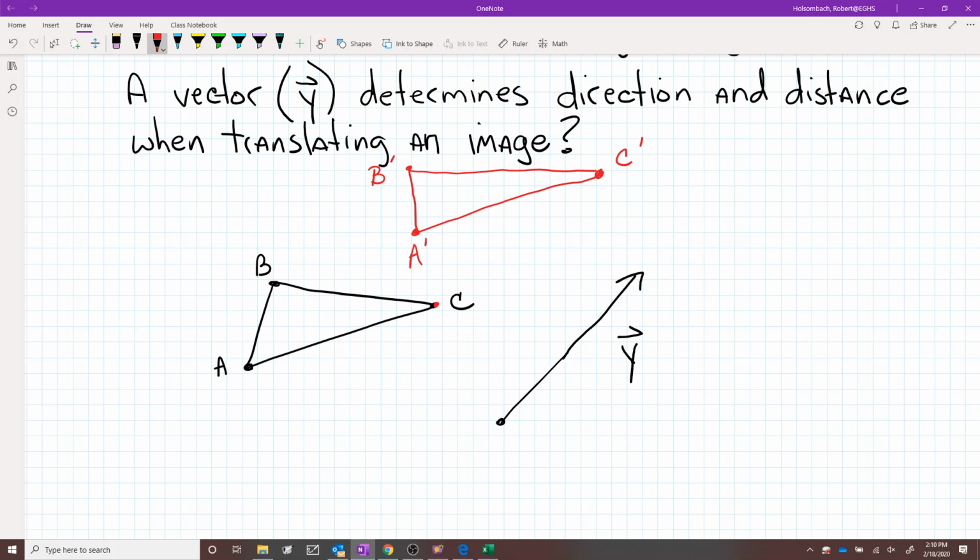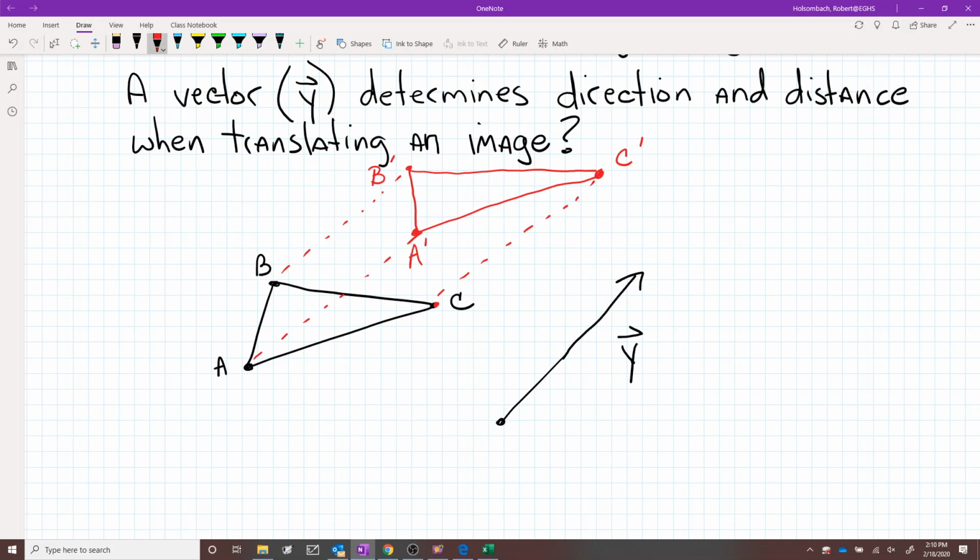Remember yesterday we said that if you connected the vertices after the reflection, they create a perpendicular with the line of reflection, and the vertices are the same distance away from the line of reflection. Agreed? Well, today, tell me what's going to happen here. If I connect C to C prime, and I connect A to A prime, and then B to B prime, what can you tell me about the relationships of those three dashed lines to the vector?